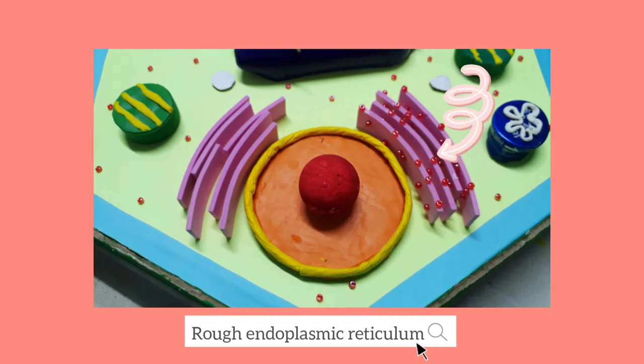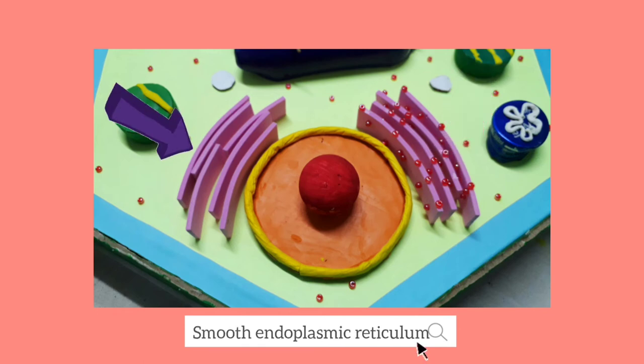Rough endoplasmic reticulum. It is covered by ribosomes around its surface membrane, making it a rough, bumpy appearance. Its primary role is to synthesize proteins. Smooth endoplasmic reticulum. Its role is synthesizing, secreting, and storing lipids, metabolizing carbohydrates, and manufacturing of new membranes.